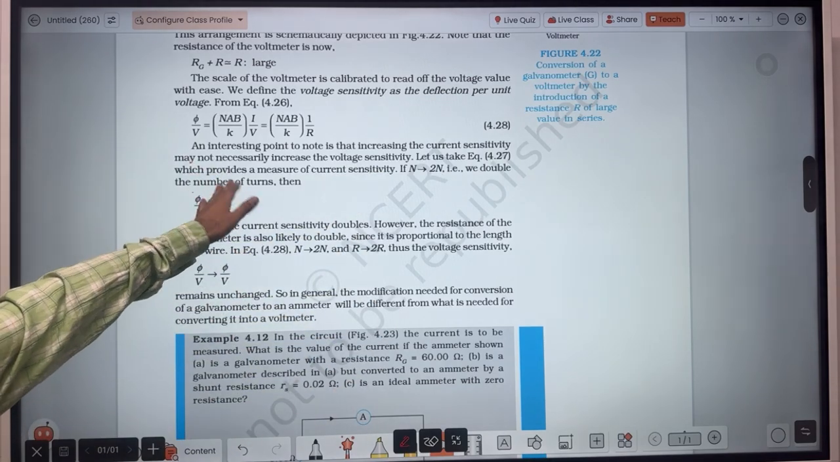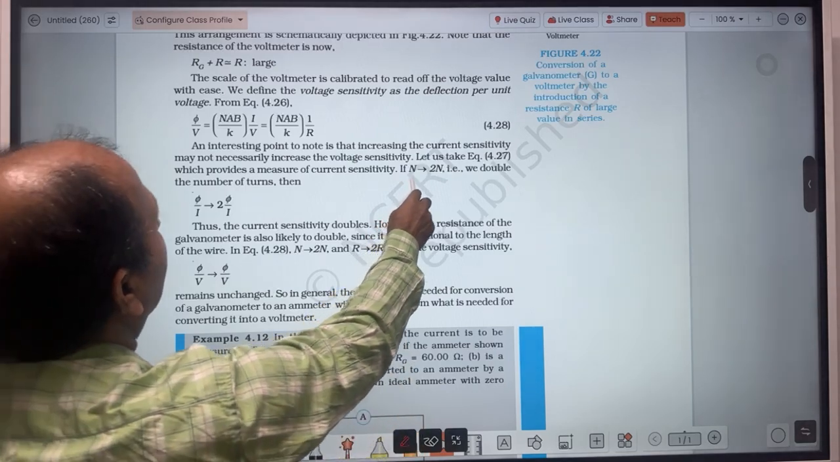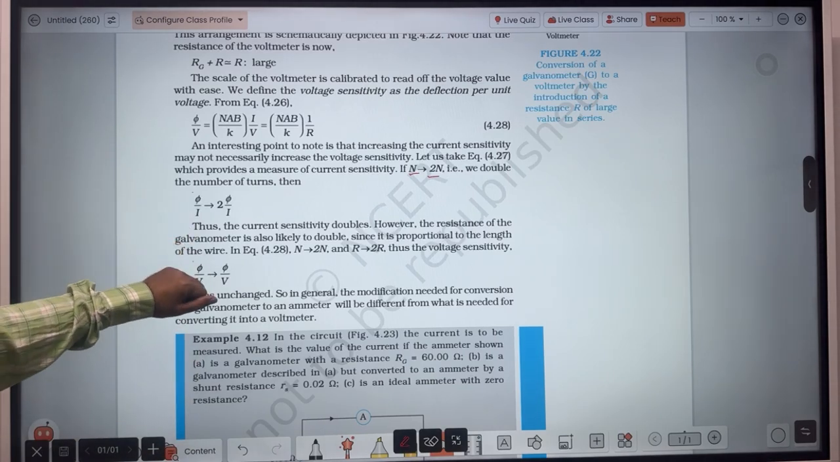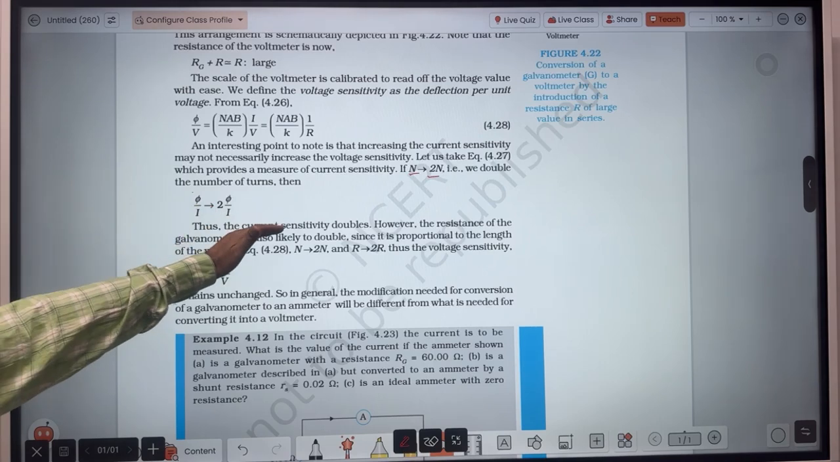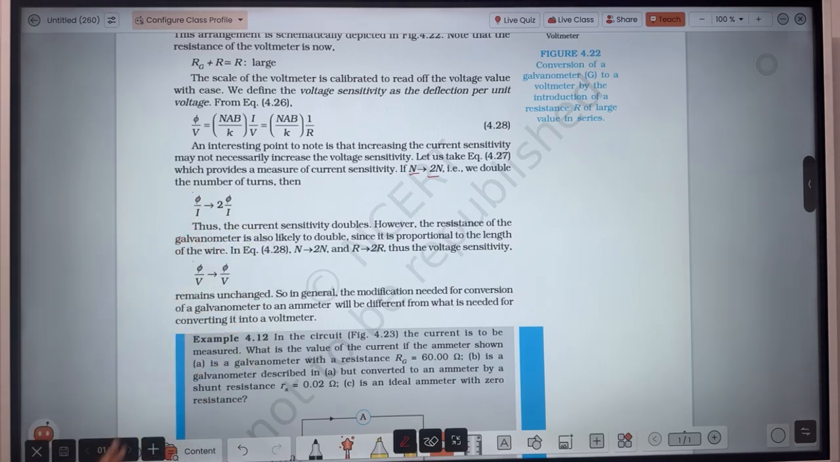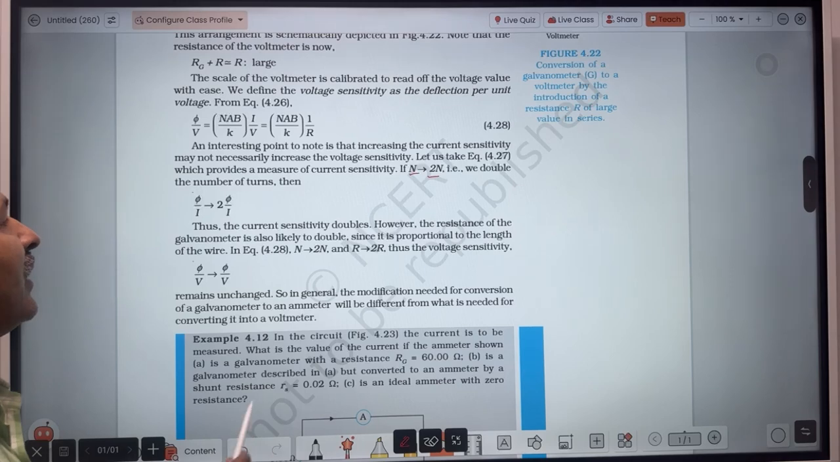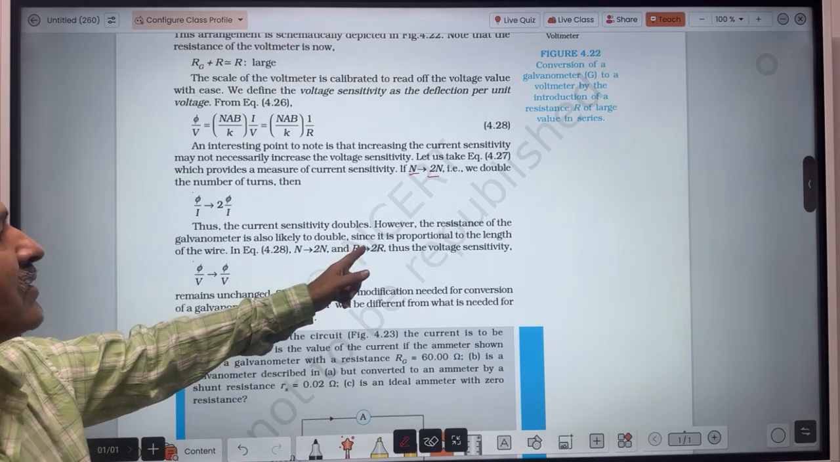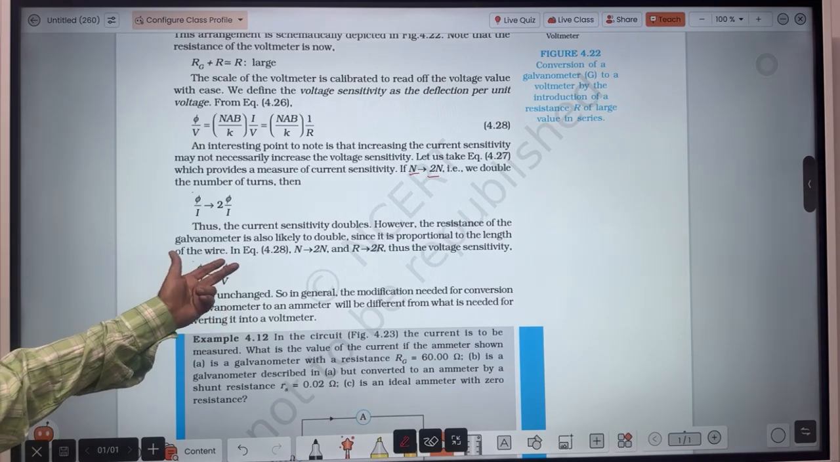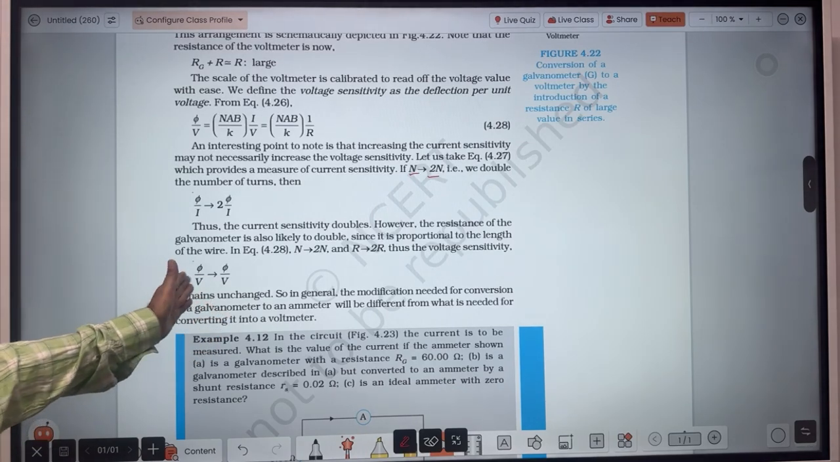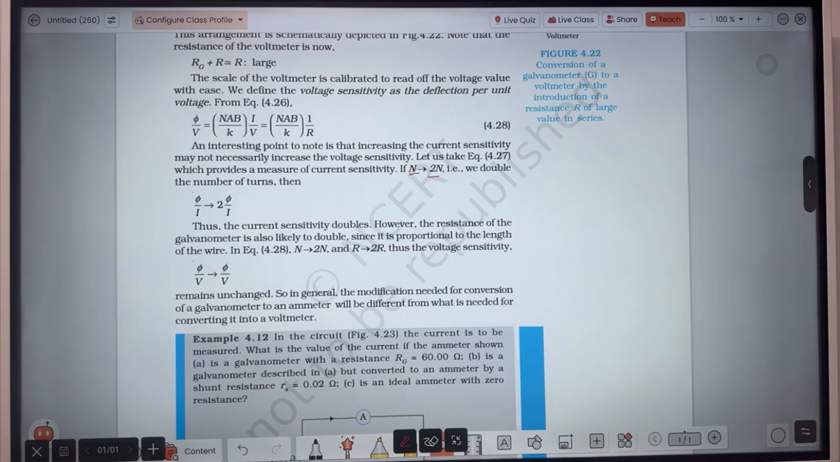In the previous equation, we put N equal to 2N. It means we are doubling the number of turns. Then phi upon I will become double, twice of phi upon I. Thus the current sensitivity doubles. However, the resistance of the galvanometer is also likely to double. You are making more turns, so resistance will also get doubled, since it is proportional to the length of the wire. When N gets doubled, R also gets doubled. So when we find voltage sensitivity, it remains the same, right? So it is not necessary that an increase in current sensitivity means an increase in voltage sensitivity also.